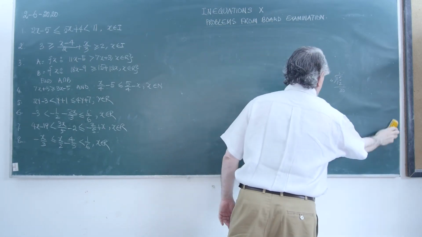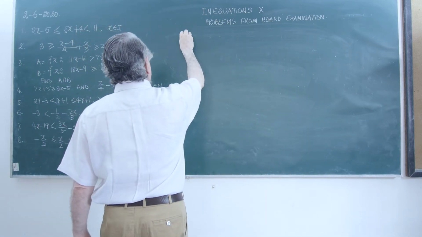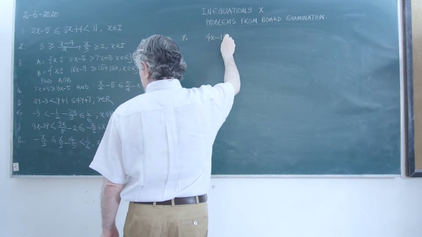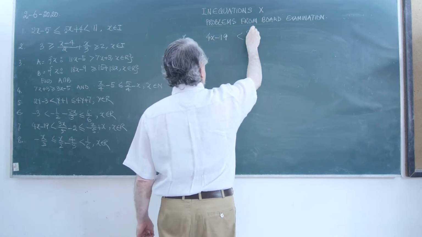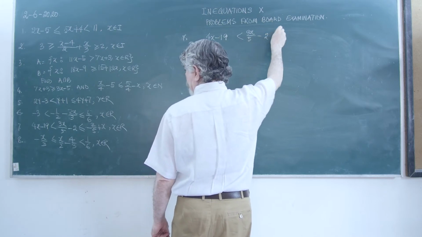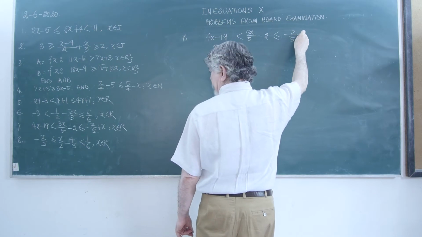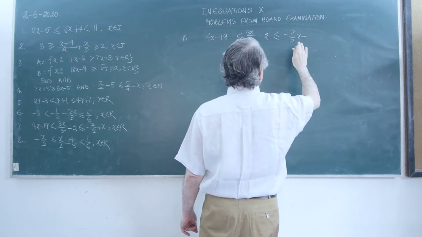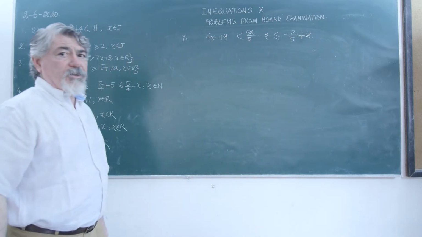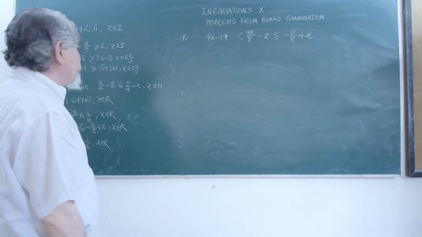Now let's see question number 7. 4x minus 19 upon 5 is less than 3x upon 5 minus 2 less than or equal to minus 2 upon 5 plus x. First of all, let us remove this 5 from the denominator by multiplying everything by 5. We can multiply everything by positive 5.